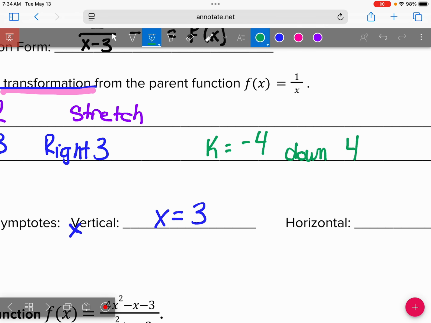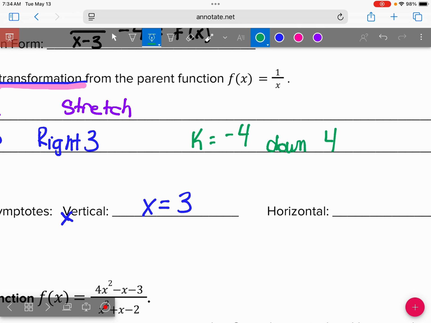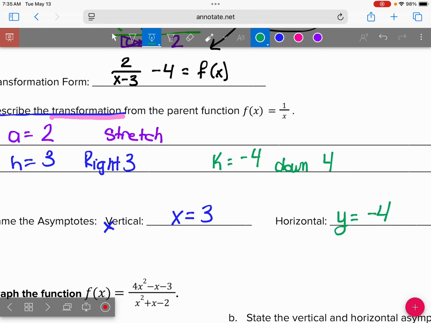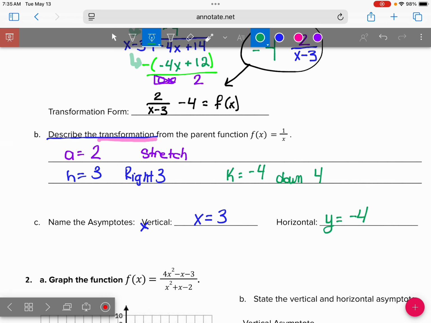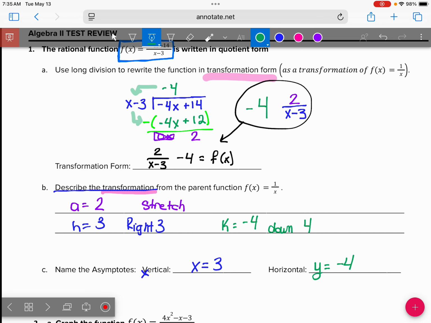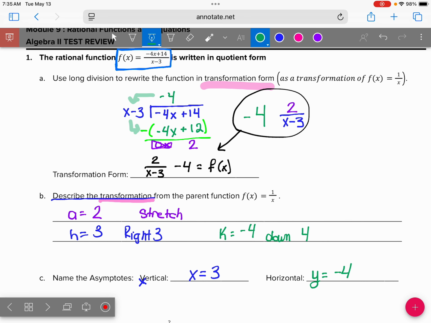So our horizontal asymptote, we're going to have our Y equals what? -4. It's always going to be our Y equals K. So Y equals K is our horizontal asymptote. Vertical asymptote is X equals 3. So that's everything on question 1 right there.